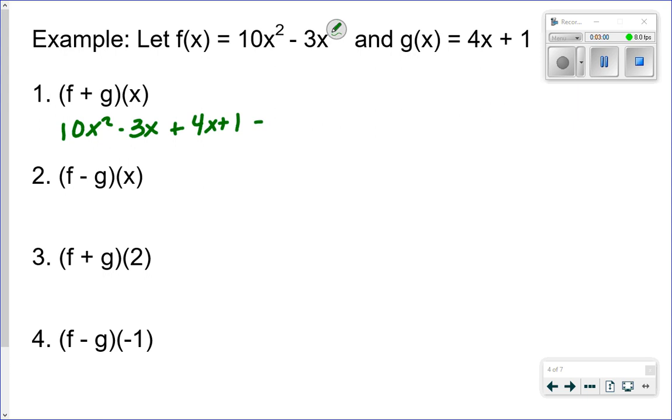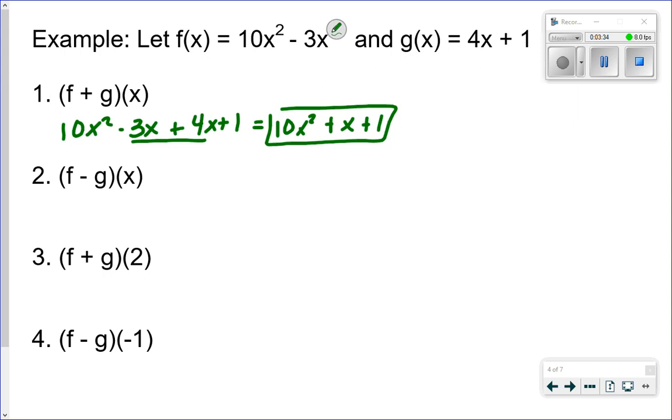So the only thing I can do from here is to combine like terms and then make sure, like we talked about in the last lesson, make sure my answers are in descending power order. So the only thing that I can put together here is negative 3x plus 4x, and that's going to give me positive 1x. And then I can just write 10x squared and then plus 1. Now, is it in descending power order? Do I start with the highest exponent and go down to my constant? Yes, so that means this is finished.